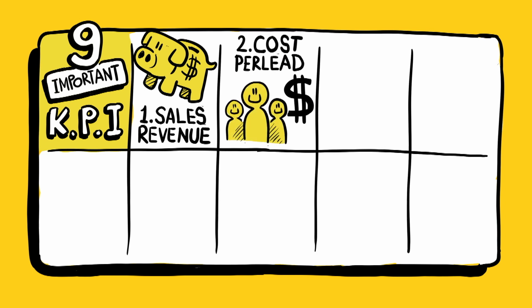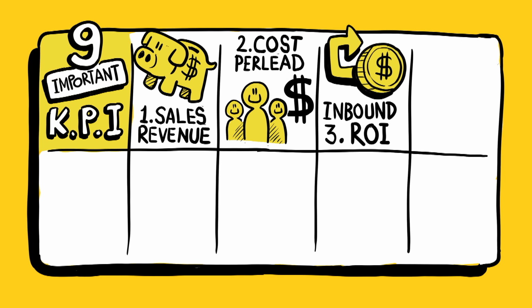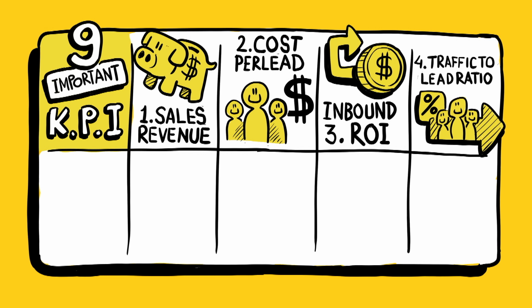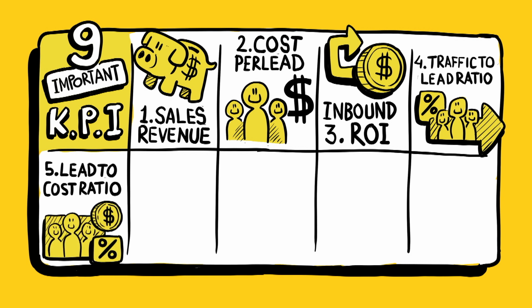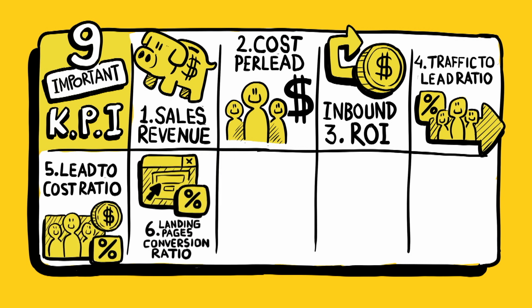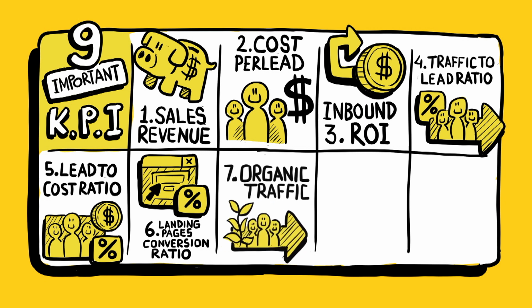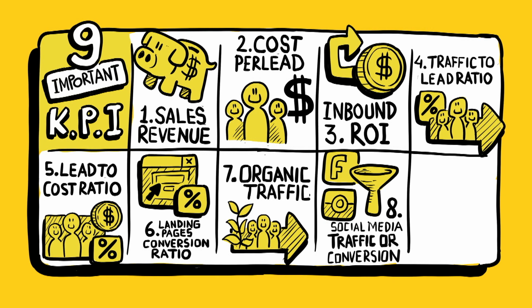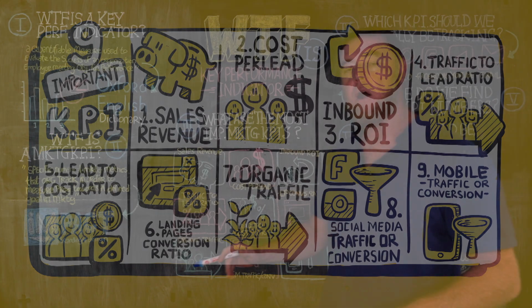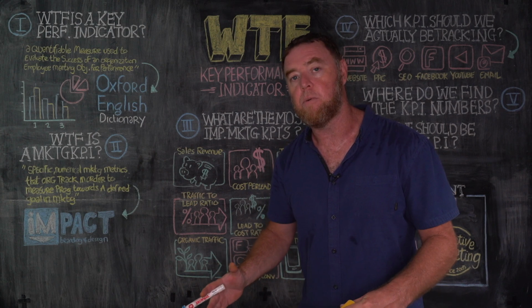They will tell us that cost per lead is one of the most important key performance indicators. Inbound return on investment, I don't know why they're specifying inbound here. Traffic to lead ratio, so how many people come to your website actually convert into leads. Lead to cost ratio, so what does it cost you to generate those leads? Landing page conversion rates, organic traffic, overall traffic to your website, social media traffic against conversions, and mobile traffic against conversions. Now, I'm not saying that these aren't important key performance indicators.